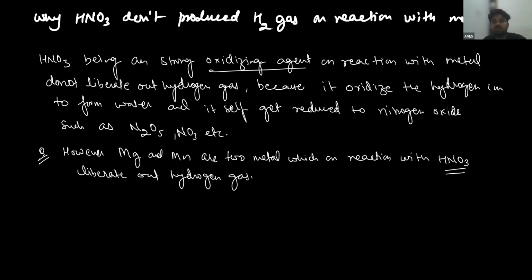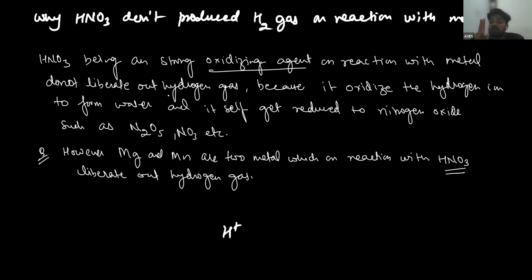Simply you need to write the answer here. HNO3, being a strong oxidizing agent, on reaction with metals does not liberate hydrogen gas because it oxidizes the hydrogen ions to form water. The hydrogen ions of the acid are oxidized to form water, they get oxygen and form water, and do not form hydrogen atoms. It itself gets reduced to nitrogen oxide such as N2O5.